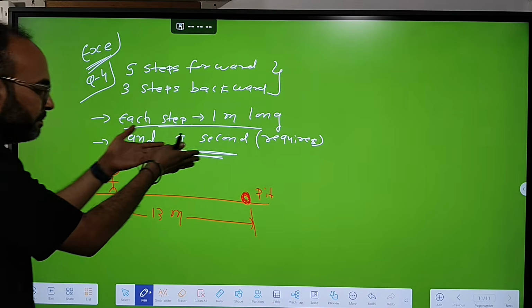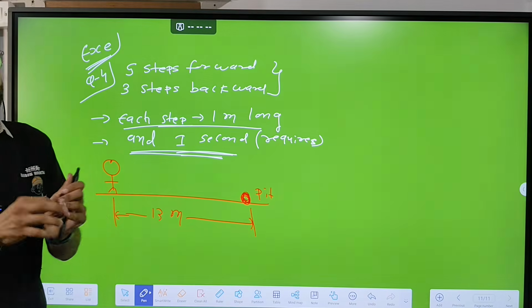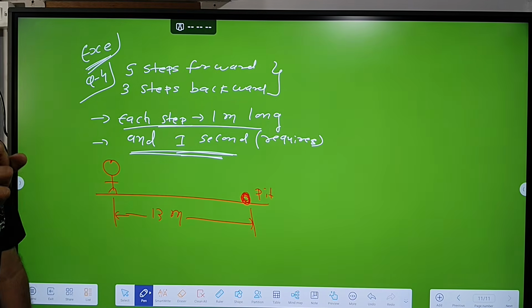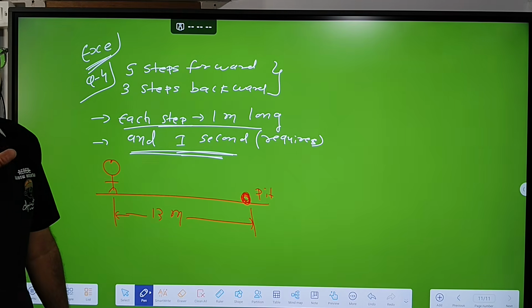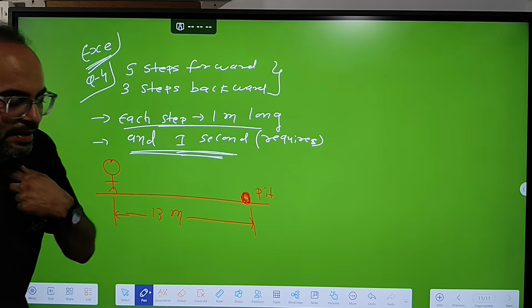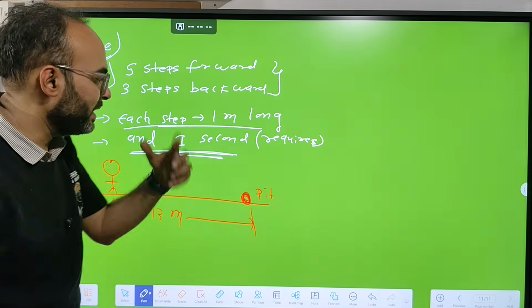कितनी देर में वो पीठ पे पहुंचेगा, खड्डे में गिर जाएगा. चलो, तो how to find? What is given in the question? Each step requires 1 second and each step is 1 meter long. And what is the procedure? Each and every time 5 steps forward, 3 steps backward, 5 steps forward, 3 steps backward, and continuous.